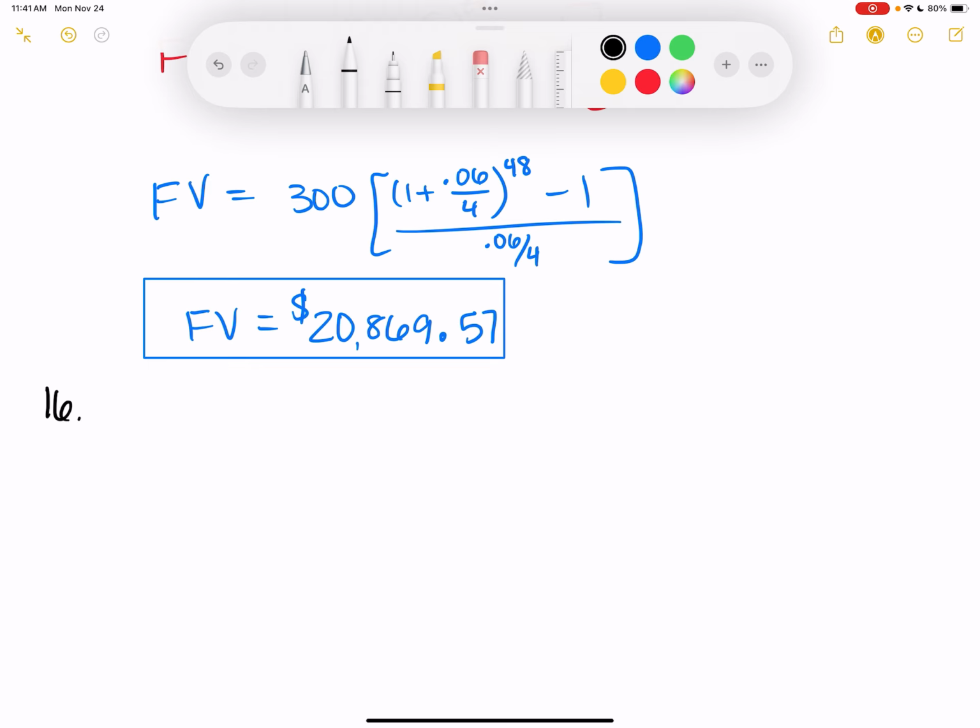16. Big R is $610. Little r is 6.5%. T is 25. K is 12.